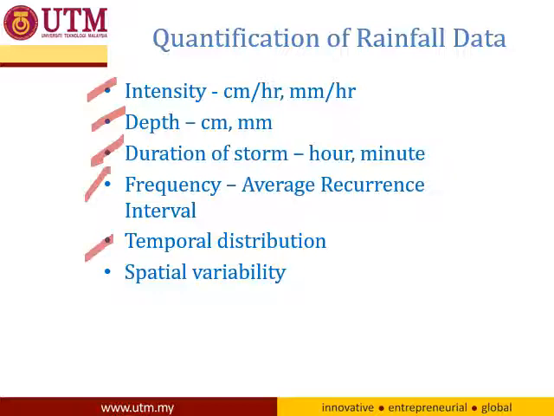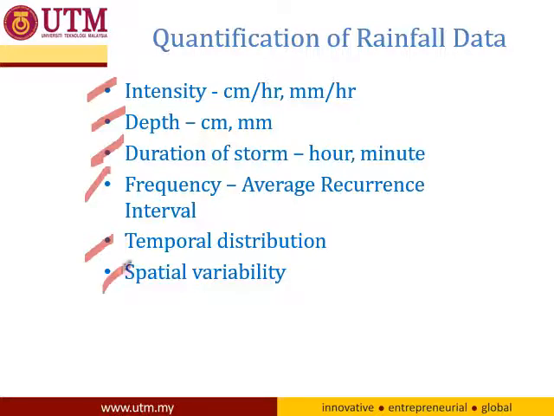Okay, and then there is temporal distribution. Temporal distribution is actually quite similar to duration of storm. It means the distribution of the rainfall in terms of time. For example, one storm is maybe 1 hour. So in 1 hour, what is the different intensity of rainfall? For 5 minutes, what is the rainfall depth? Another 10 minutes, what is the rainfall depth? So that is temporal distribution.